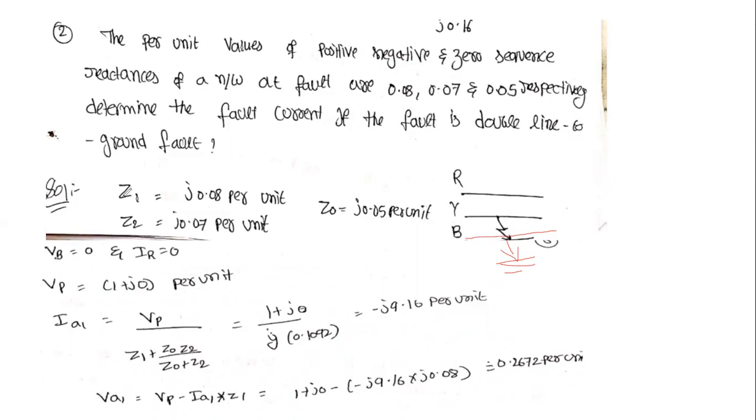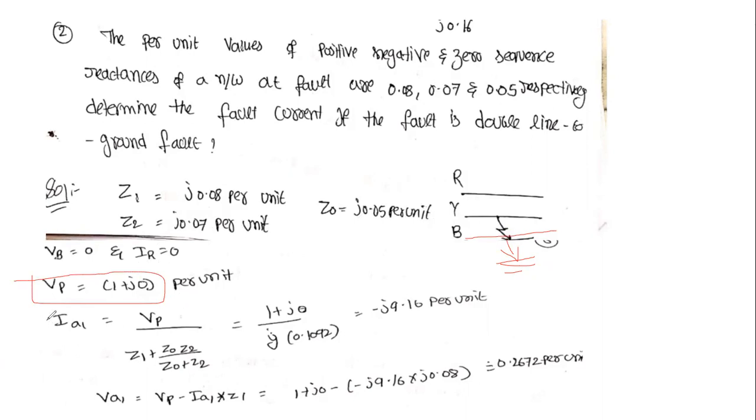We are considering that Z1 is the positive sequence impedance, equal to J0.08 per unit, Z2 is the negative sequence impedance, J0.07, and Z0 is the zero sequence impedance, J0.05 per unit. Then we consider that VB is equal to 0 and IR is equal to 0. Therefore, the phase voltage is 1 plus J0 per unit.